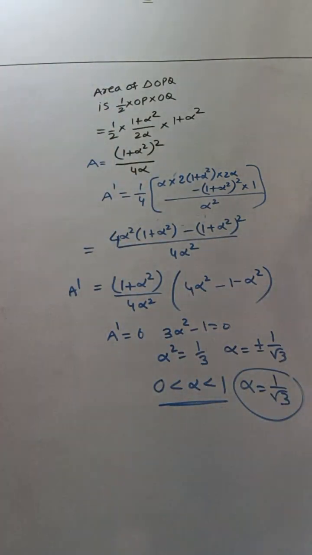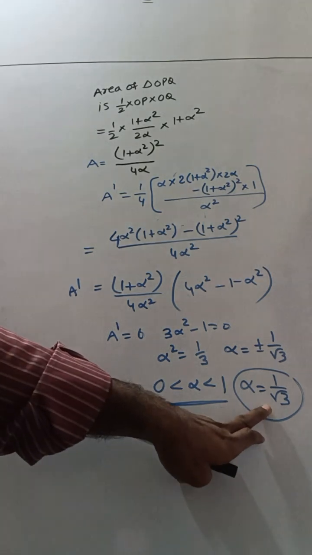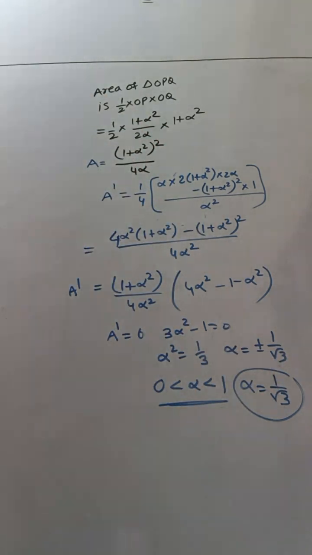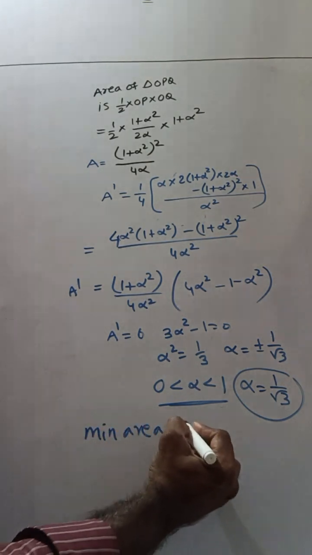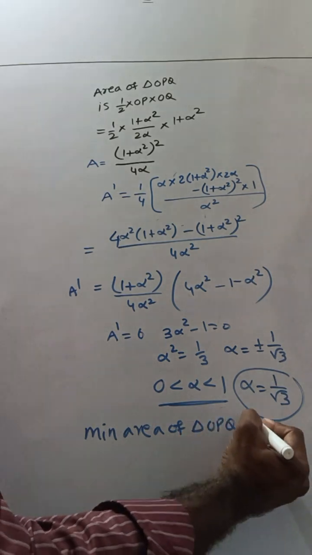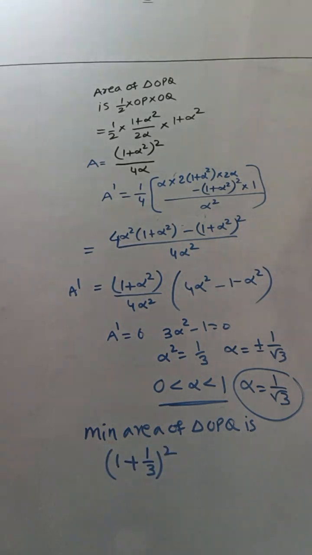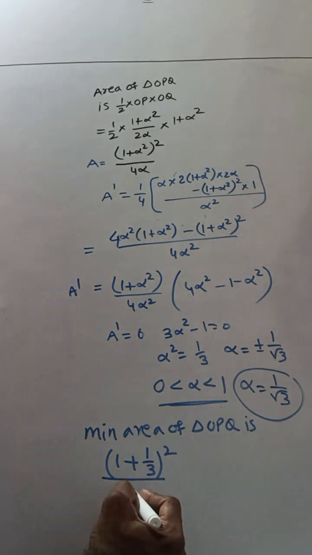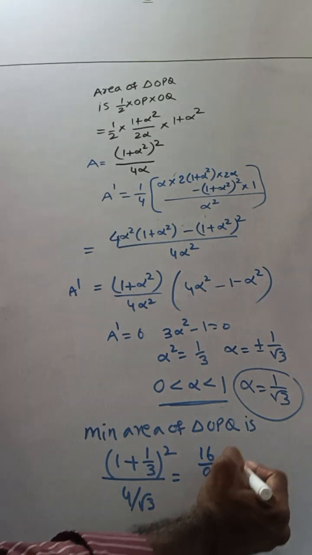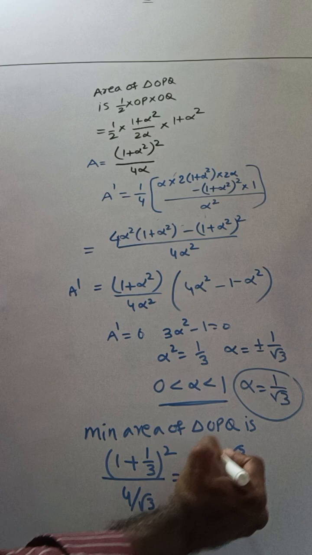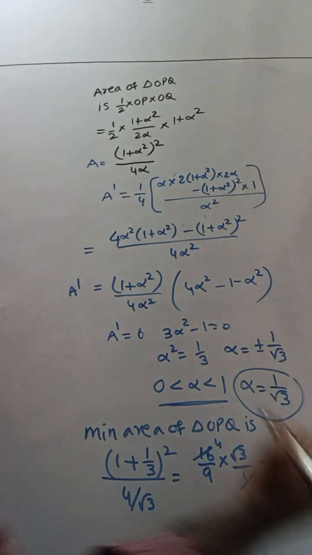Now what we need to find here clearly: this is the area of the triangle and this is the minimum point. If you substitute this point in this, you will get the minimum area. So the minimum area of triangle OPQ is what? 1 plus 1 by 3 whole square, right, by what is this value? 4 by root 3. So this is (4 by 3) whole square, which is nothing but 16 by 9 into root 3 by 4. So the minimum area is nothing but 4 by 3 root 3.